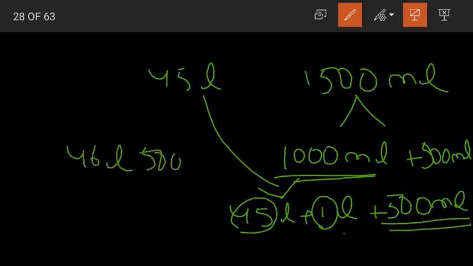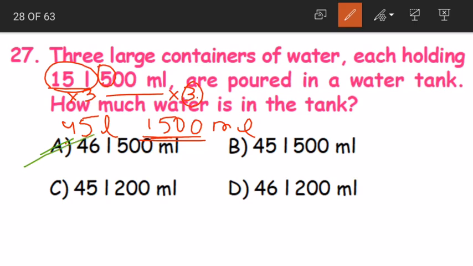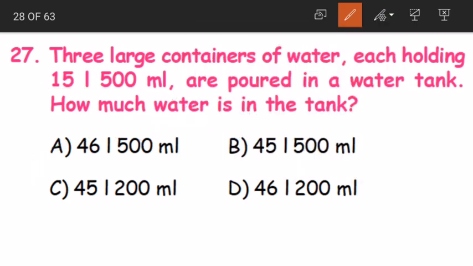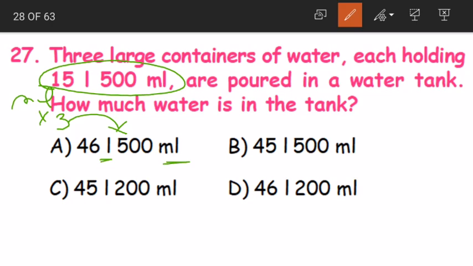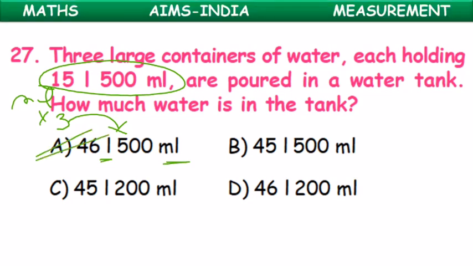Then we are having our 500 milliliters. So what is the total quantity of water now? It is 46 liters 500 milliliters. Option A. 46 liters 500 milliliters of water is in the water can now. Or you can convert this entirely into milliliters, multiply by 3 and then convert it into liters and milliliters, children. You can use whatever way that you are comfortable with.